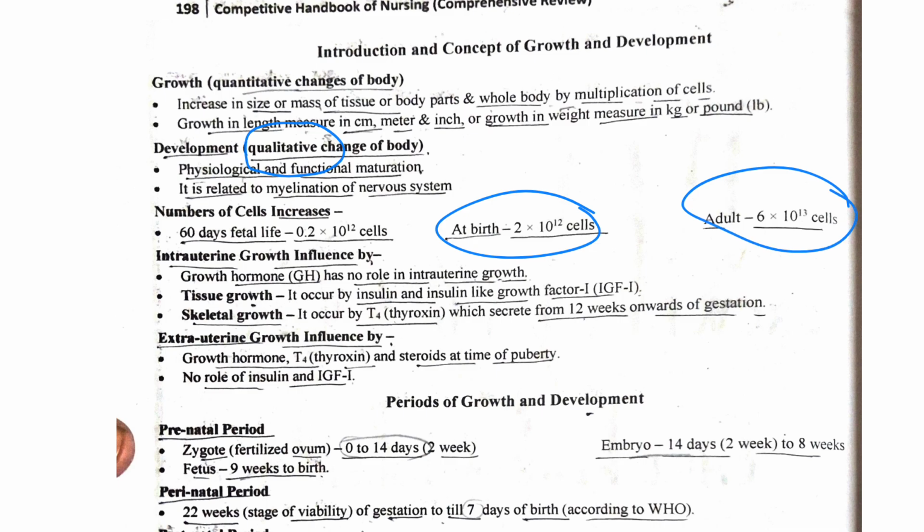Next, intrauterine growth is influenced by insulin; growth hormone has no role in intrauterine growth. Tissue growth occurs by insulin and insulin-like growth factor 1. Next, skeletal growth occurs by T4 thyroxine, which is secreted from 12 weeks onwards of gestation. Next, extrauterine growth is influenced by growth hormone, T4 thyroxine and steroids at puberty. No role of insulin and IGF-1.